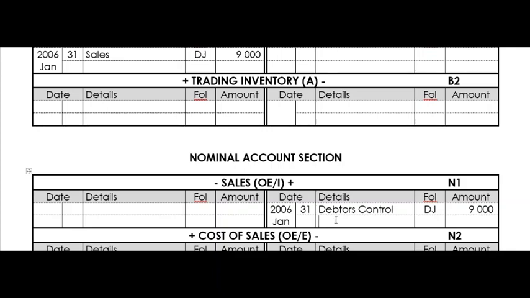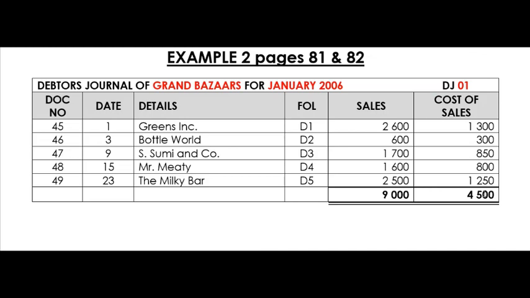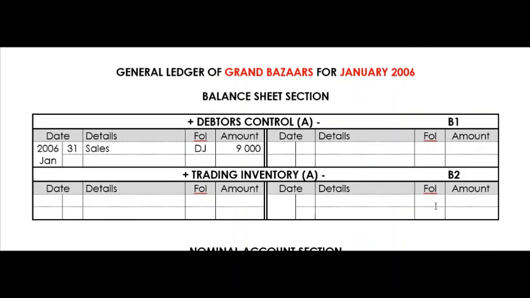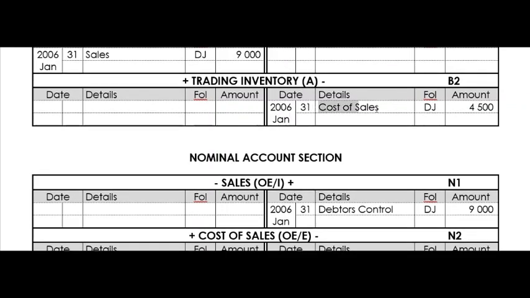Then the cost of sales amount, which was 4,500, also has to go to a debit side and a credit side. How do you know this? It's actually simple because we've taught this to you in Form 1 already using the CRJ. Cost of sales always goes to the debit side of cost of sales and the credit side of trading inventory. Okay, so trading inventory is an asset that is credited. So you'll say January 2006, the 31st. You will write cost of sales because the same amount will go to cost of sales on the debit side. In the DJ, because we're posting from the debtors journal, 4,500 Rand.